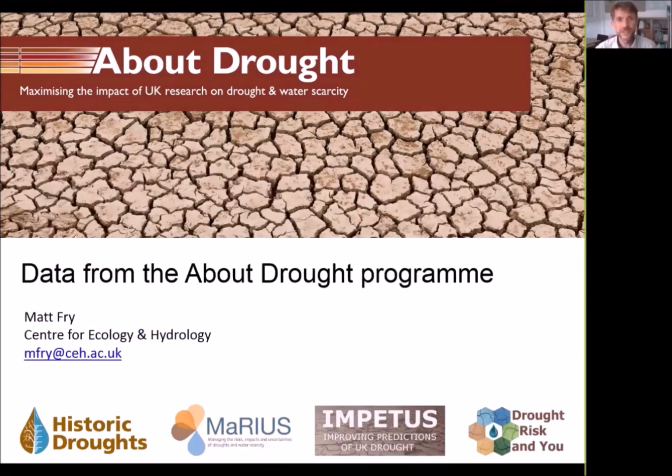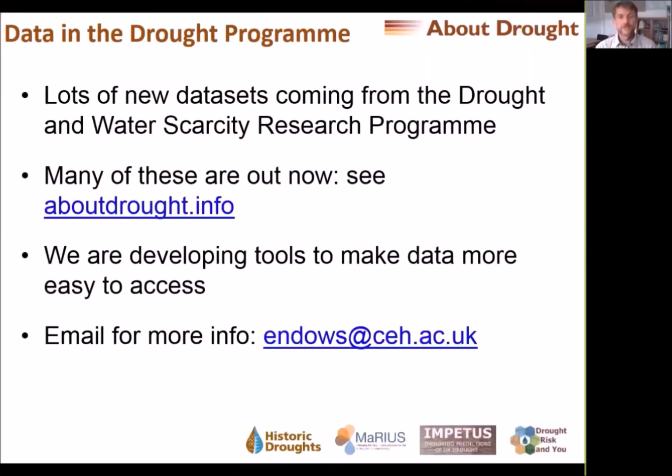I'll be talking about some of the data we're having available in the NERC Drought and Water Scarcity Research Programme. We've got a huge number of new datasets coming out from across the programme. Lots of the datasets are already out, and we'll show you where you can find those in a minute. And I'm going to talk through how we're developing some tools to make some of these datasets more accessible and more easy for you to make use of.